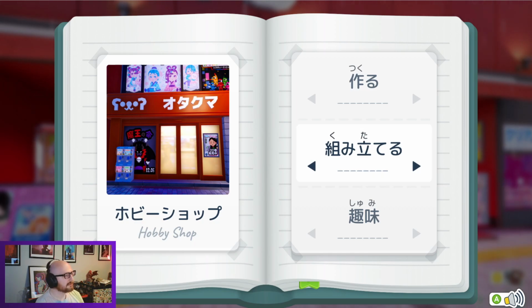Kumitateru, 組み立てる. I said ki, didn't I? I did. Kumitateru. Sorry for that. Kumitateru is something that a lot of folks do as their hobby, and that is assemble things, whether it's Lego or the Gundam model kits, Gunpla. So both of those you need to kumitateru. Gunpla o kumitateru, which is to assemble Gunpla.